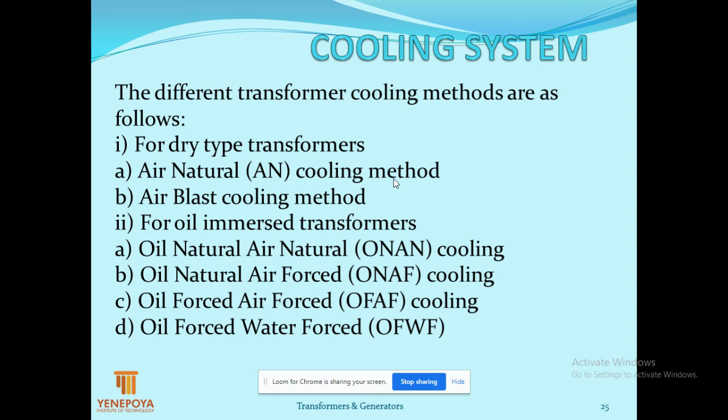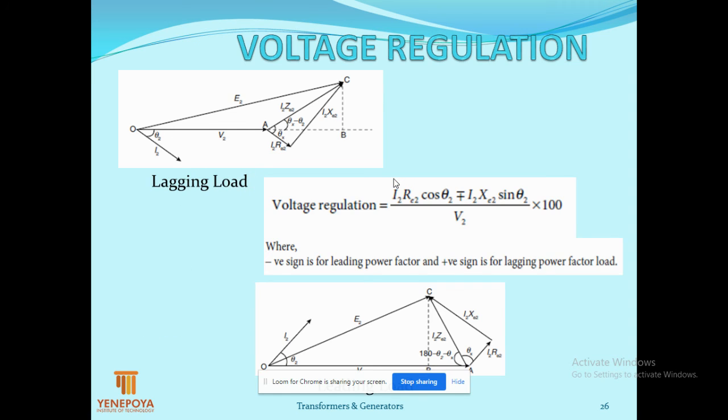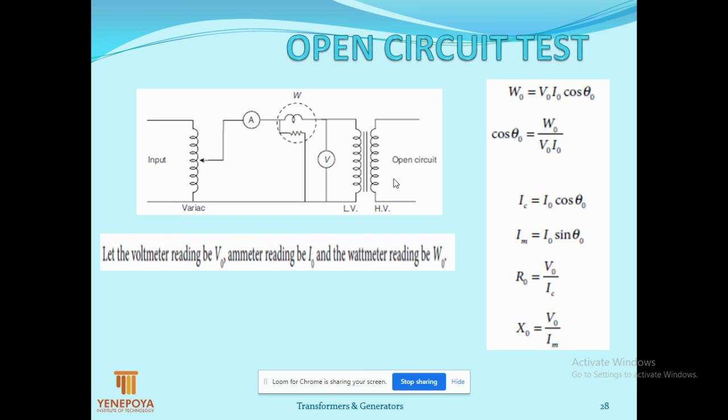Oil natural and air forced means cooling by using fans. Oil forced and air forced means using a pump; by using the pump, you force the oil to circulate among the pipes. Oil forced and water forced means a pump also forces the oil, and we also use water to cool the transformer. This is for your general information on cooling systems. This we will see next.